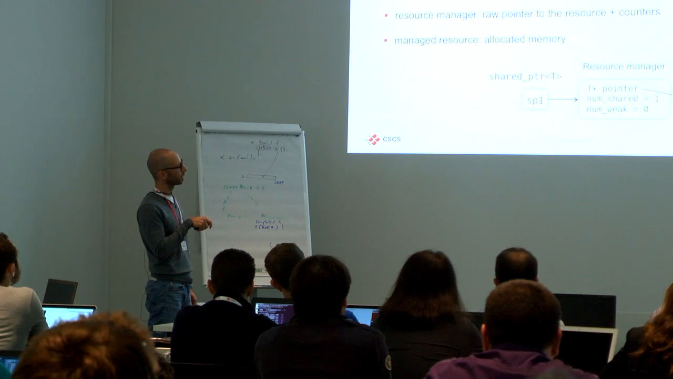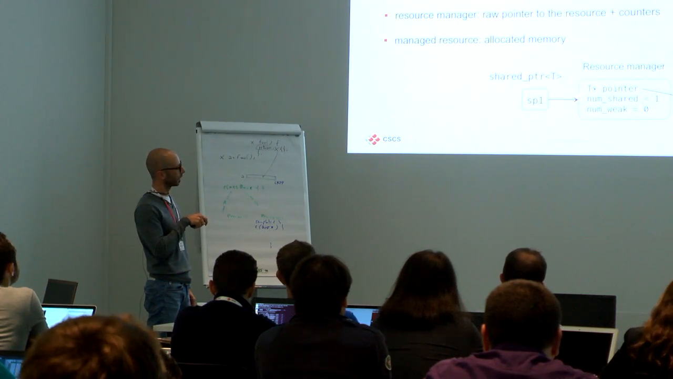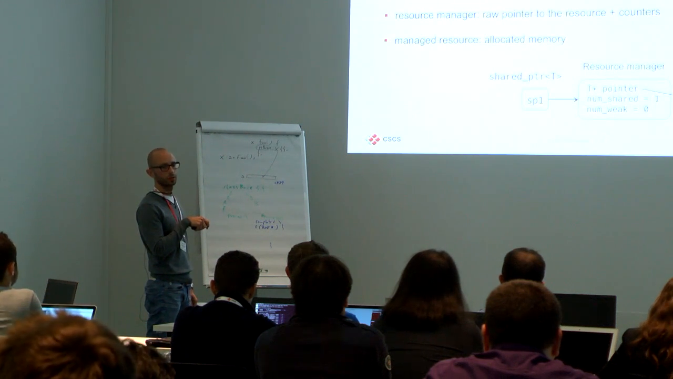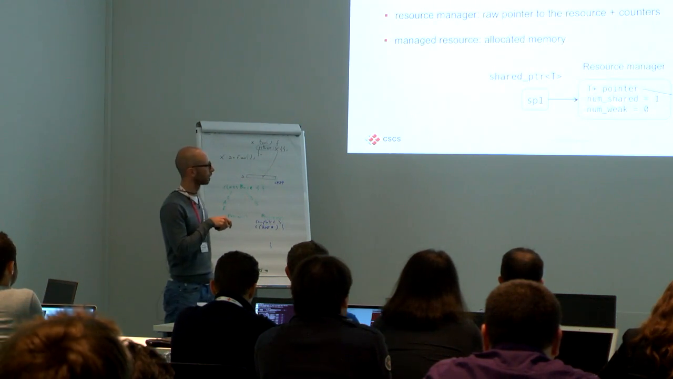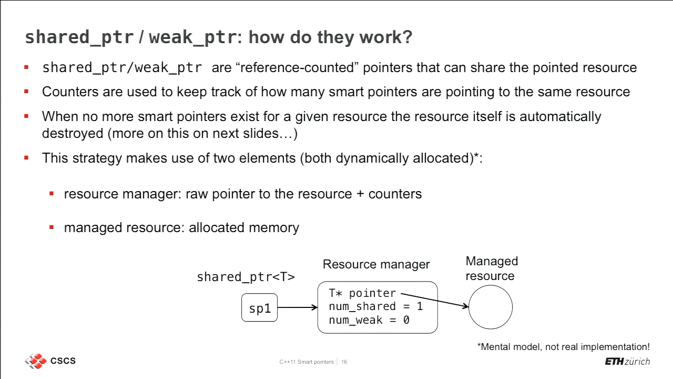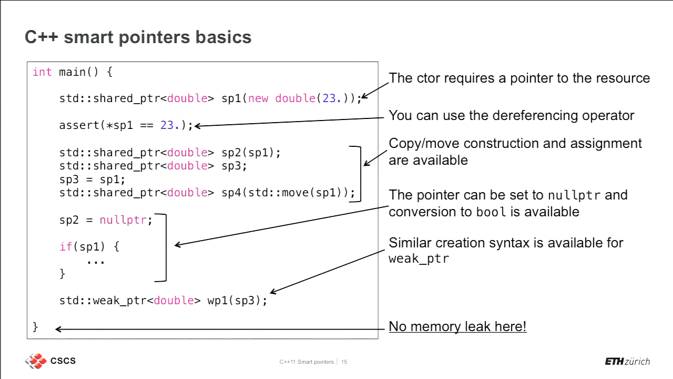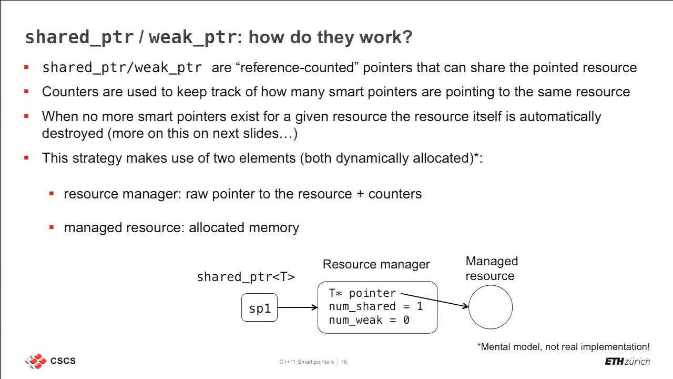Both these objects are dynamically allocated, so that when you create a shared pointer, you are doing two dynamic allocations instead of just one. One for the resource manager and the other one for the managed resource. This one is the one that you create when you call the new, when you do this call, you are creating the pointed resource. The creation of the resource manager is, of course, managed by the constructor of the shared pointer.